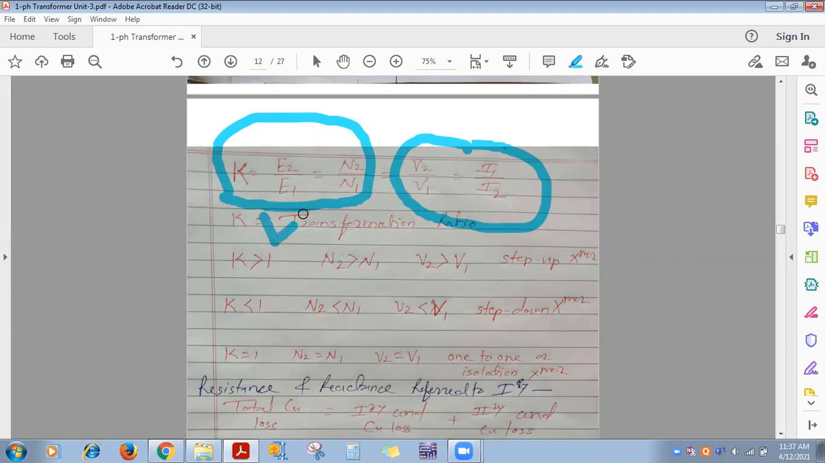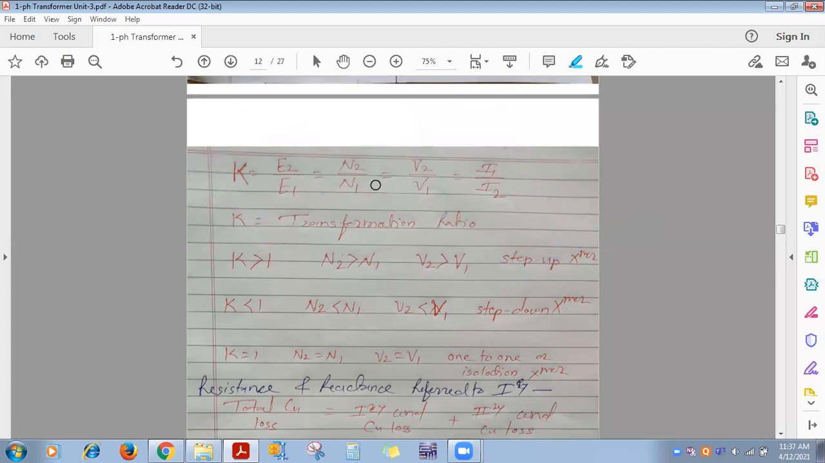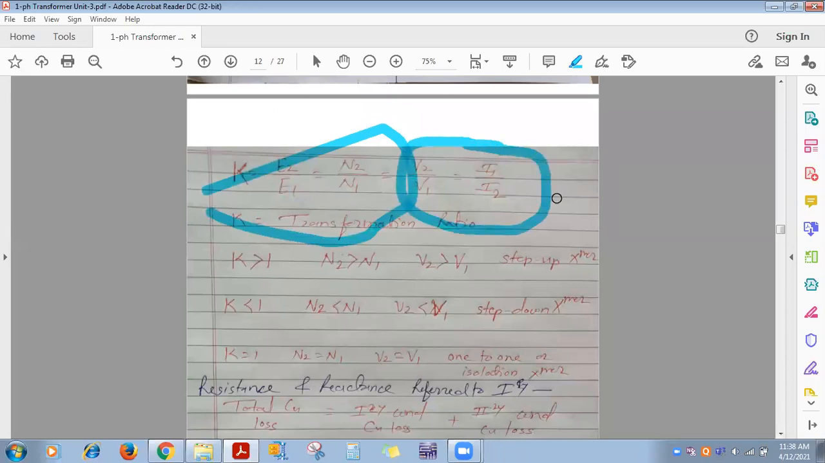Now, whatever the circle on your left side and right hand side, in which condition can you equate them? See what you can see here. If I equate them, E2 is equal to V2 and E1 is equal to V1. And these two things are possible under which condition? At no load. Very good. Means whatever the circle on your left and right, you can equate when the transformer is at no load. Otherwise it is not.